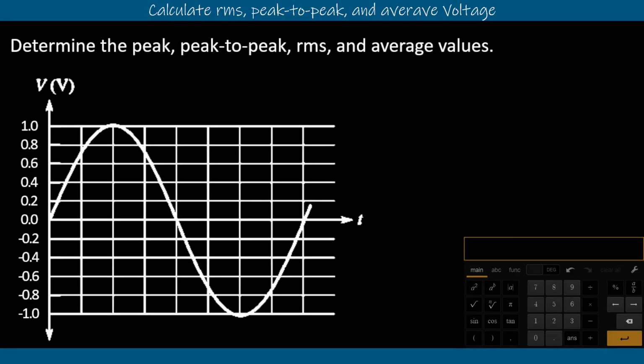Hello and welcome. In this example, we want to try to identify the peak-to-peak, RMS, and average values based on this sine wave diagram we have here. We see that there are voltages given along this edge that tell us what our scale is for the circuit. We don't have any time factors, so we don't know anything about our period, our frequency, or our cycles.